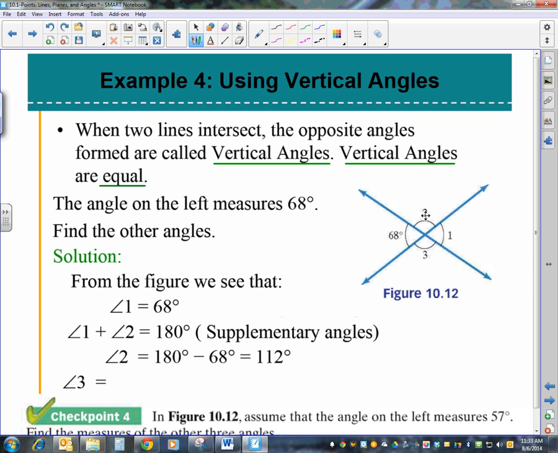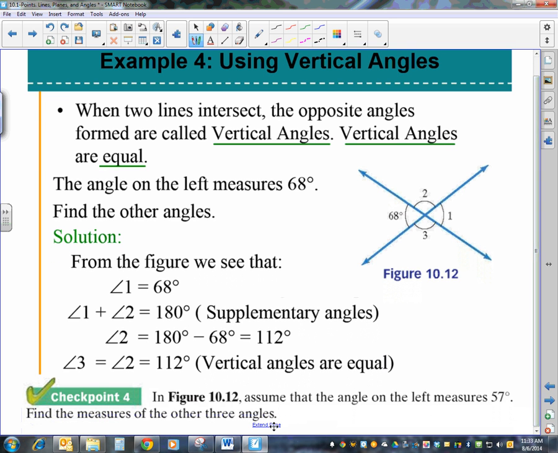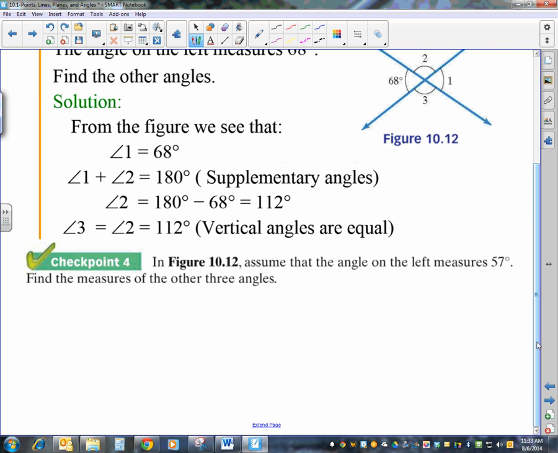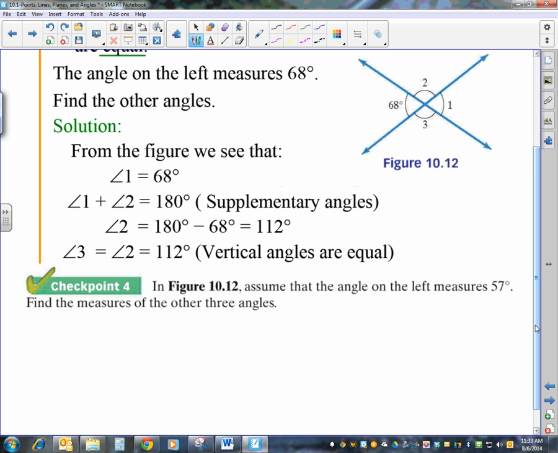And angle 2 and angle 3 are going to be equal to each other, so angle 3 is going to be 112, because vertical angles are always equal. So they give us one to do. Try it yourself if you want, and then pause, come back. So assume the angle on the left measures 57 degrees, find the measure of all the others.